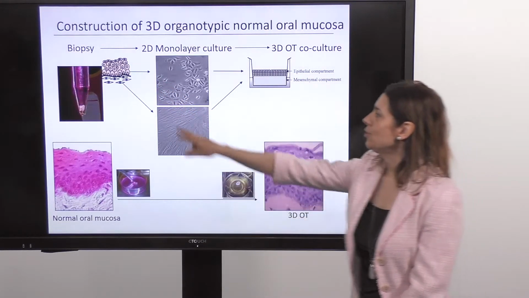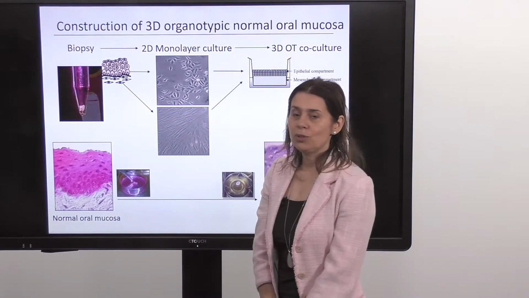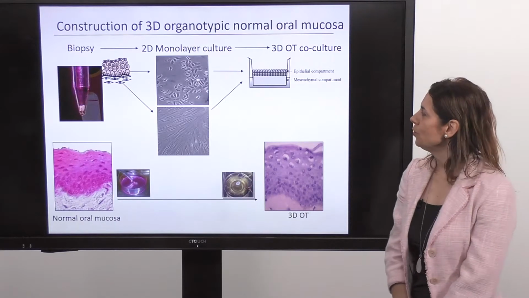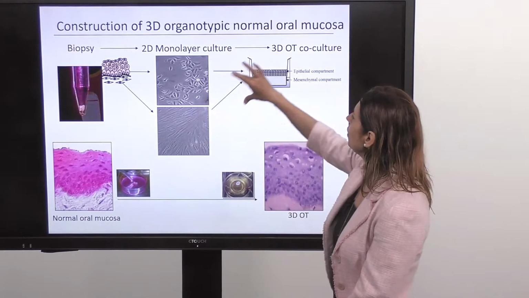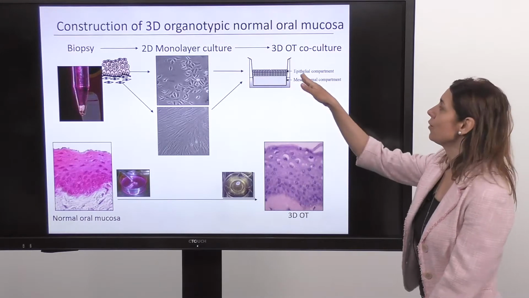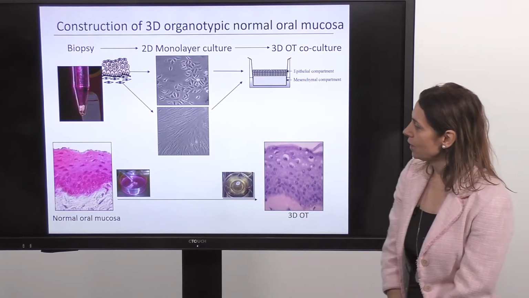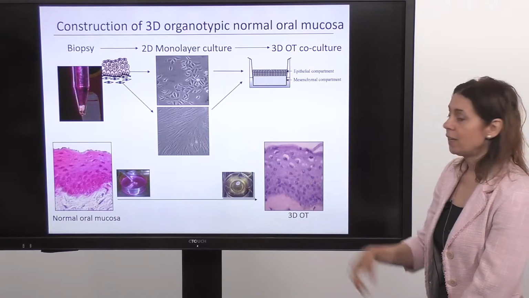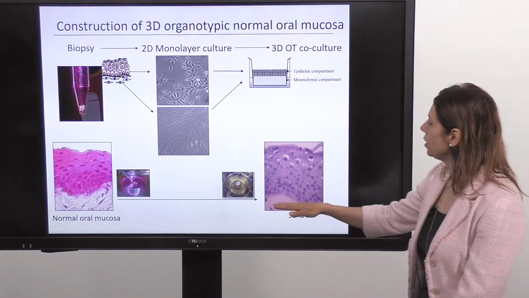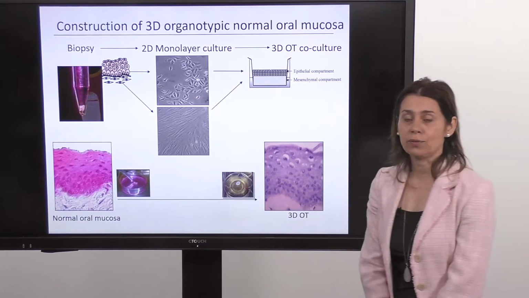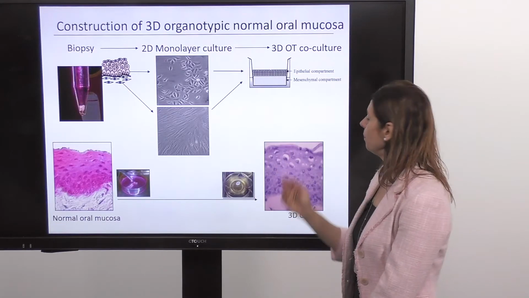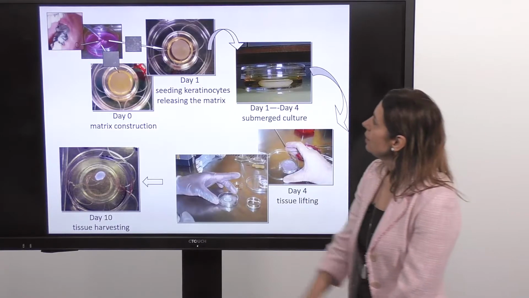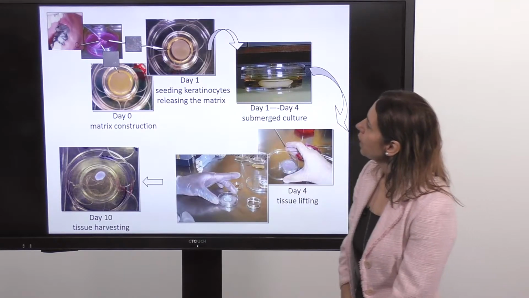We isolate these two layers using this space. We propagate the cells separately in their lineage-specific medium, the epithelial cells and the fibroblasts, and then we reassemble them together in the so-called raft or organotypic culture. Here is an image of a native mucosa, and here is an image of cultivated normal mucosa, which needs to be lifted at the air-liquid interface after a few days, because this will induce proper differentiation of the epithelium. So these are the steps that we are using in culture.